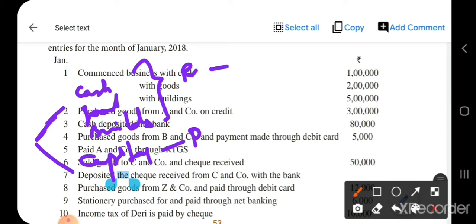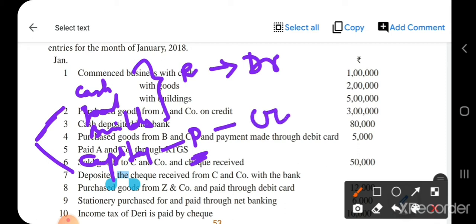Now apply the rule for real account. Debit what comes in, credit what goes out. Here cash, stock and buildings are coming into the business, so you debit. Okay, capital. What is the rule for personal account? Debit the receiver, credit the giver. Here Derry is giving the capital to the business, so credit the giver.